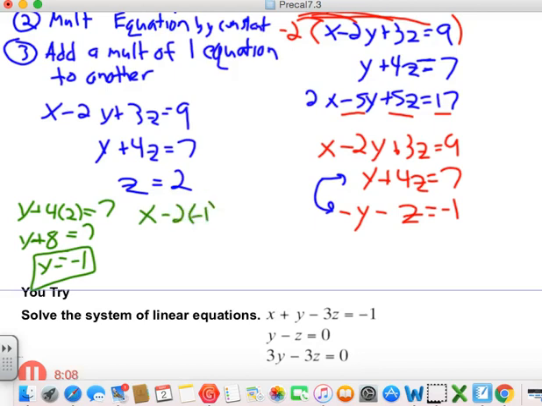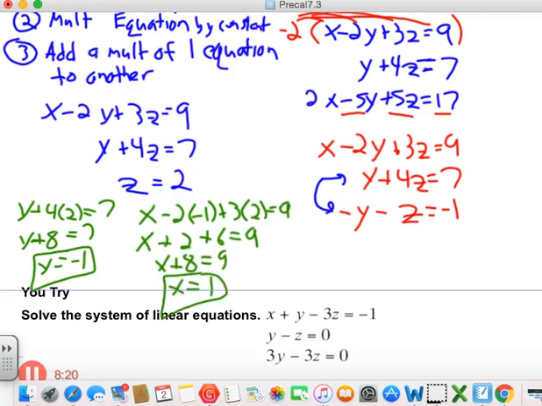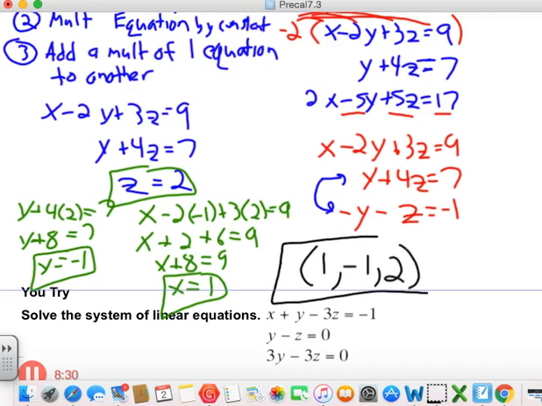x minus 2 times -1 plus 3 times 2 equals 9. So we get x plus 2 plus 6 equals 9. That's x plus 8 equals 9. So x is going to equal 1. So now we know x, we know y, and we know z. And our answer is 1, -1, 2. Alright. There's our ordered triple for our answer.